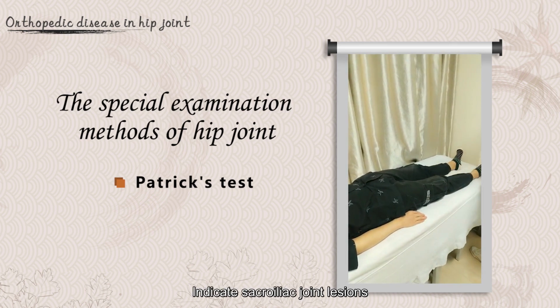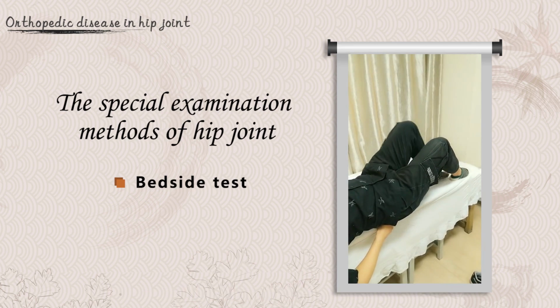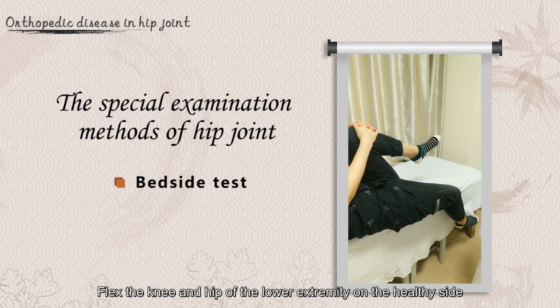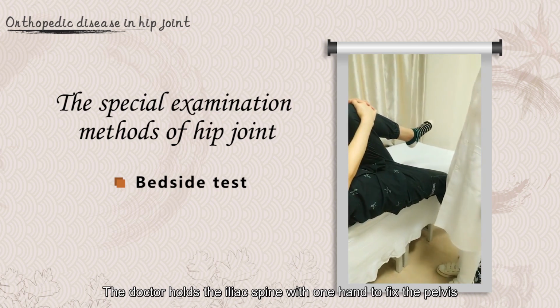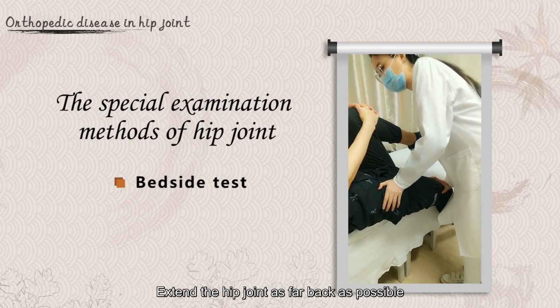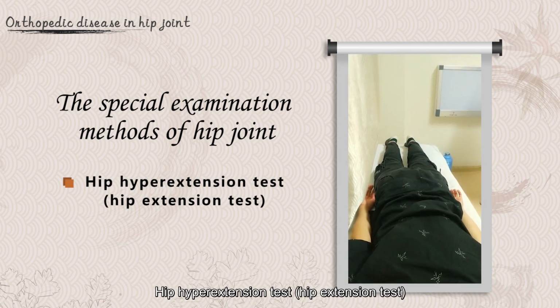Indicates sacroiliac joint lesions. Gaenslen's test. The patient is in supine position and close to the side of the bed. The body's edge protrudes slightly. The thigh hangs down. Flex the knee and hip of the lower extremity on the other side and bring them close to the abdominal wall. The patient holds the knee with both hands to flatten the lumbar vertebra. The examiner holds the iliac spine with one hand to fix the pelvis, and presses the thigh beside the bed with the other hand. Extend the hip joint as far back as possible. In case of pain in the sacroiliac joints, it is a positive sign. Indicates sacroiliac joint lesions.